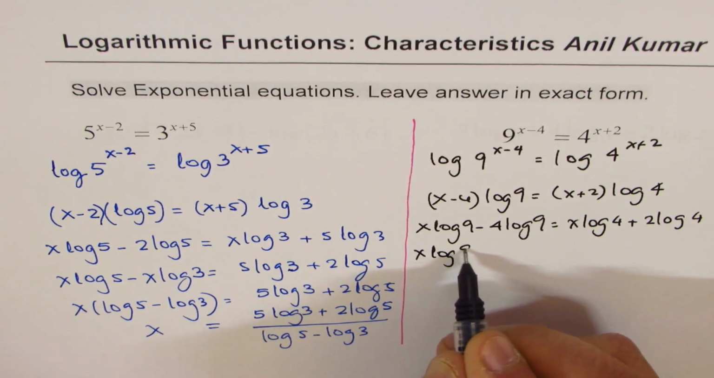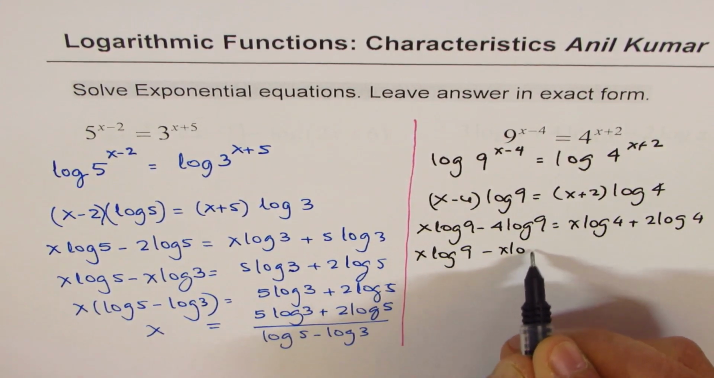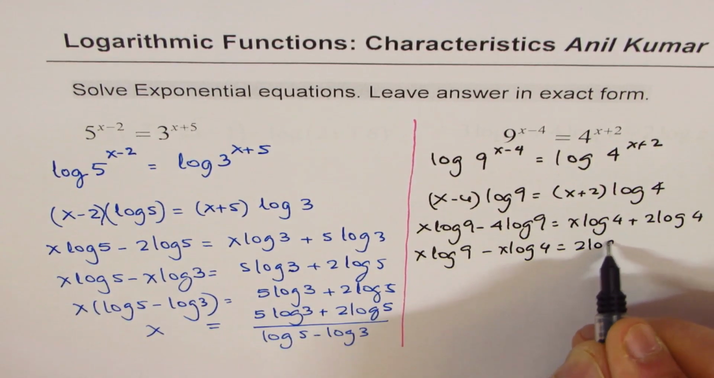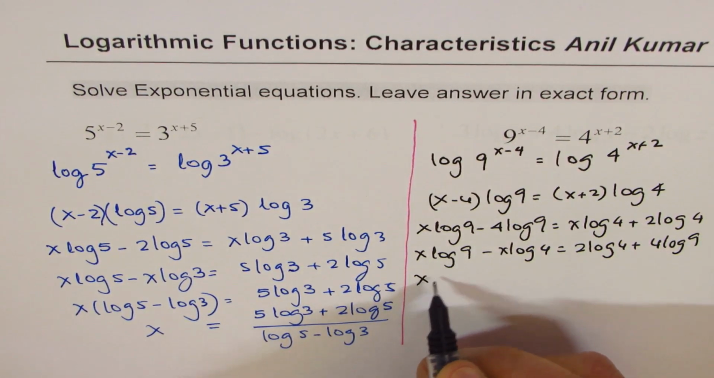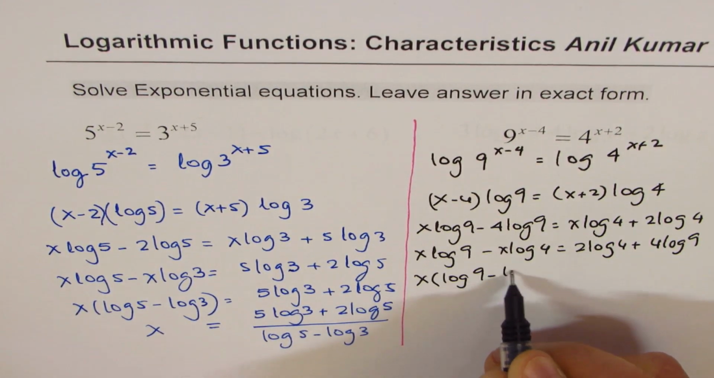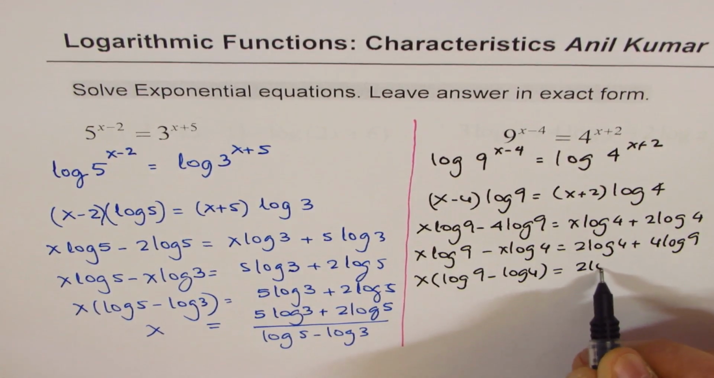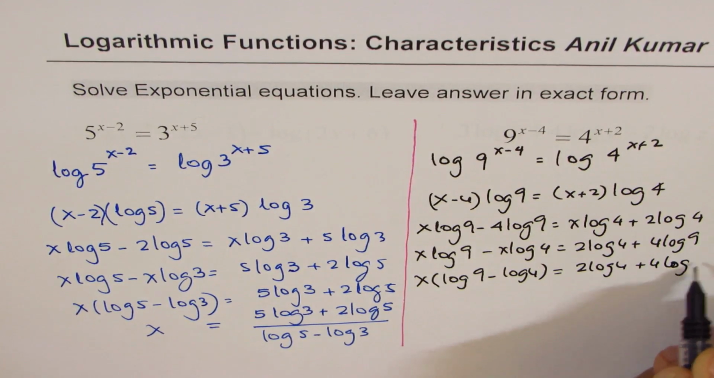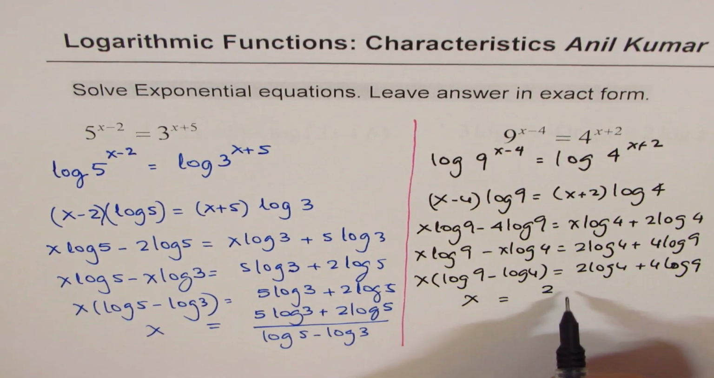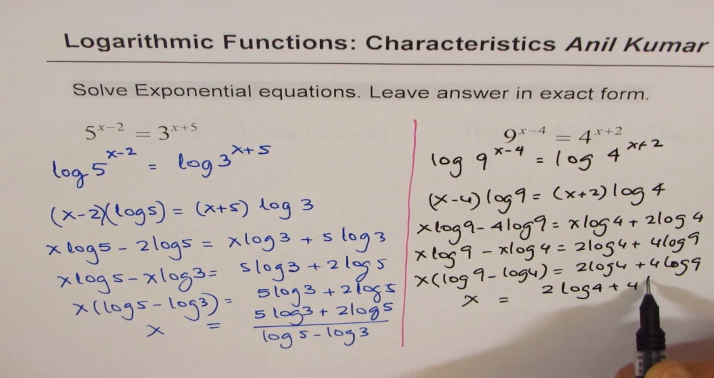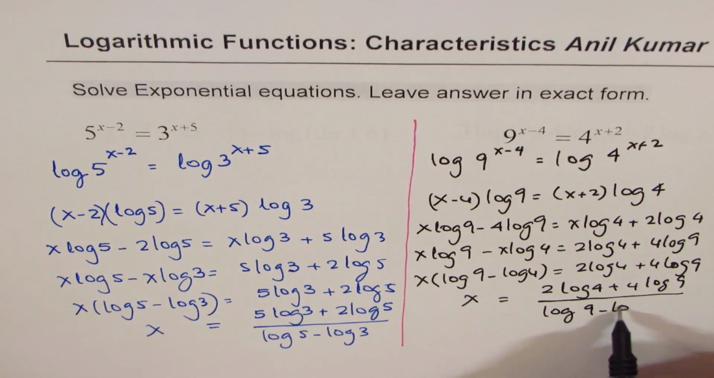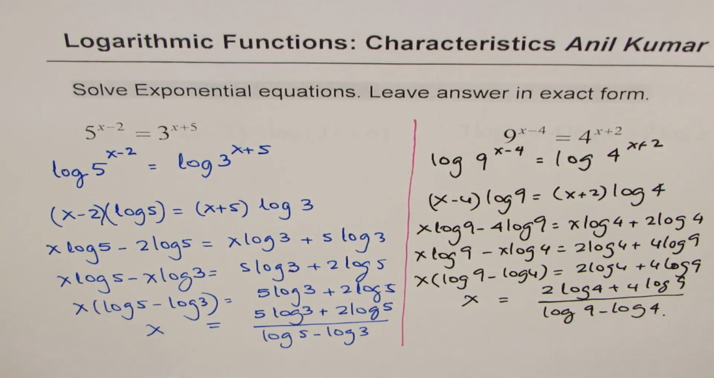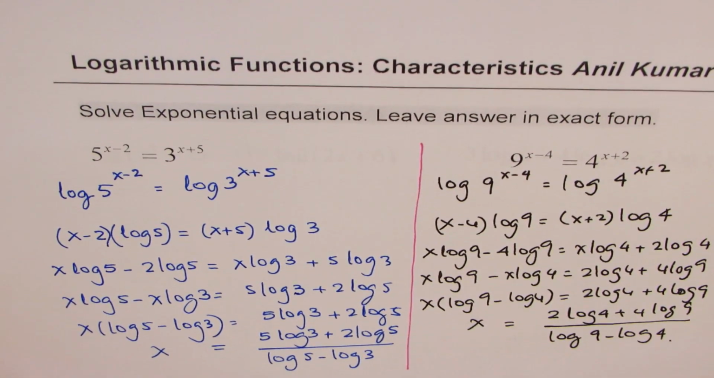Or x log 9, bringing this here, minus x log 4 equals 2 log 4 plus 4 log 9. Taking x common, we get x times log of 9 minus log of 4 equals 2 log 4 plus 4 log 9, or x is equal to 2 log 4 plus 4 log 9 divided by log of 9 minus log of 4, correct? So that is how we can solve such equations. So let's move on and solve other questions related to logarithms.